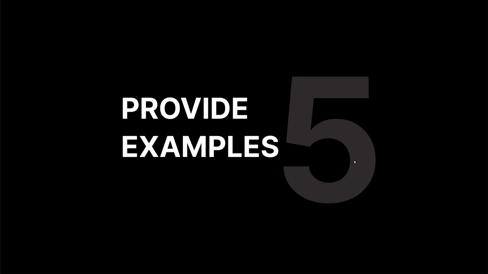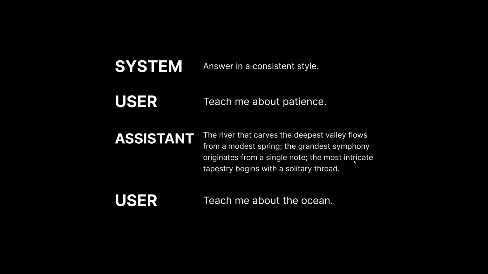Strategy number 5, provide examples if you can. Here you can see this is how we're going to be providing our prompt: system, answer in a consistent style, user, teach me about the patience, and we are now teaching our model that it is going to give us a response just like this one which you can see right here. Then we are going to be asking our model, teach me about the ocean, and it's going to give us a response just like this.